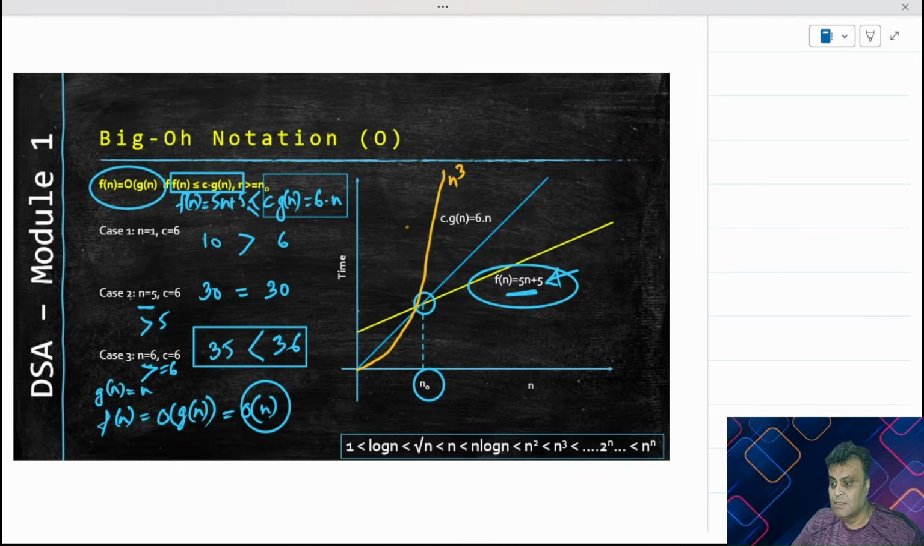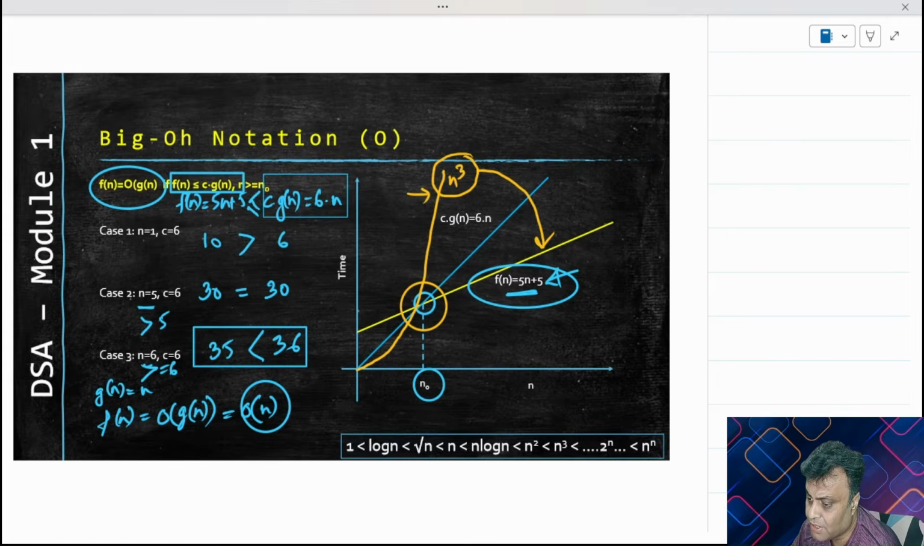Can I say that? Let's say this graph is the n cube graph. This graph represents the time complexity of n cube. It's a conventional, simple time complexity. Now all I said was there has to be a simple time complexity that will cross the complex time complexity at some point of n, right?